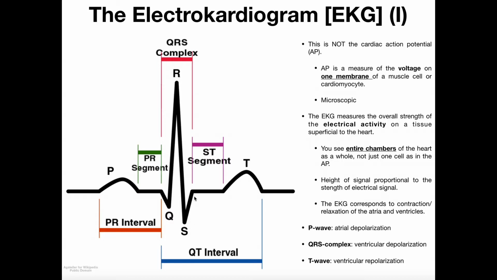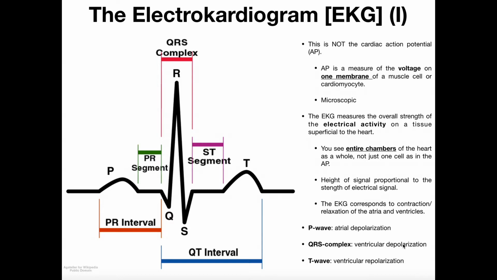Now, you notice the QRS complex, particularly the R wave up at the top, is much higher than both the P and the T waves. That's because in an EKG, how high the signal is is proportional to the electrical strength. So that means the QRS complex is a lot stronger than atrial depolarization. That is the electrical signal. And in fact, it is. The QRS complex, the electrical event that it is, is ventricular depolarization.